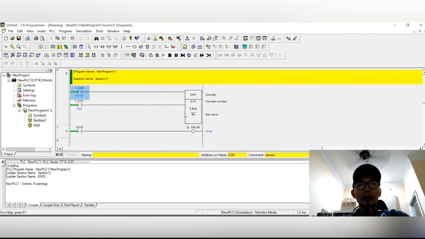This is the example for counter. When the sensor detects 3 times, then it will light up. If we press the stop button, the system will reset the count. For example, the sensor detects 3 times.